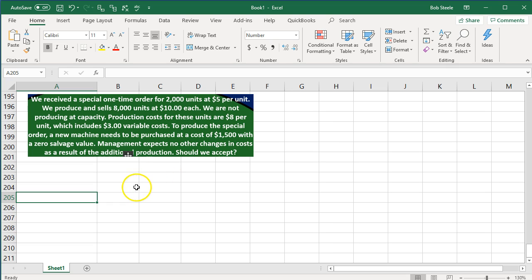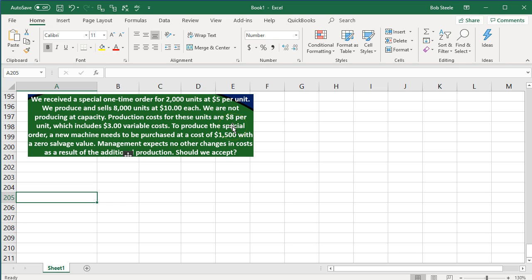So we produce and sell 8,000 units at $10. Normally we sell them for $10, right? So that's a lot higher than the $5. We are not producing at capacity, so we're not having any problem. We can make more units without having to add fixed costs, because we're not at capacity. Production costs for these units are $8 per unit. So the costs are even higher than they're asking for.